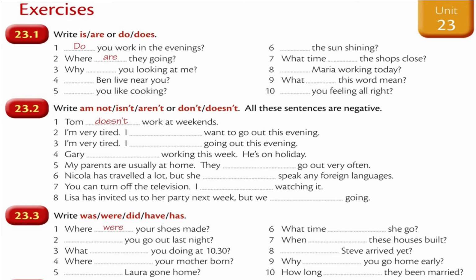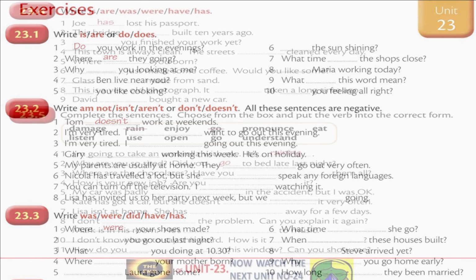Number 7. When were these houses built? Number 8. Has Steve arrived yet? Number 9. Why did you go home early? Number 10. How long have they been married?